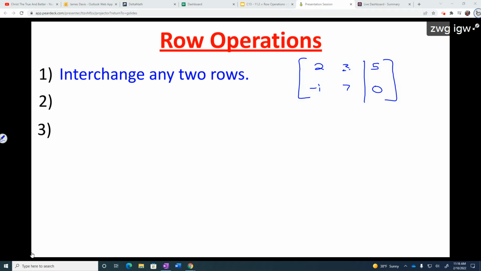So here's a matrix. This is an augmented matrix, just meaning you have coefficients and answers. It's 2 by 2. Envision this represents a 2 by 2 system. So what we're allowed to do is change these positions. So we can rewrite this as -1, 7, 0, 2, 3, 5. And it doesn't change the value of the matrix anyway.